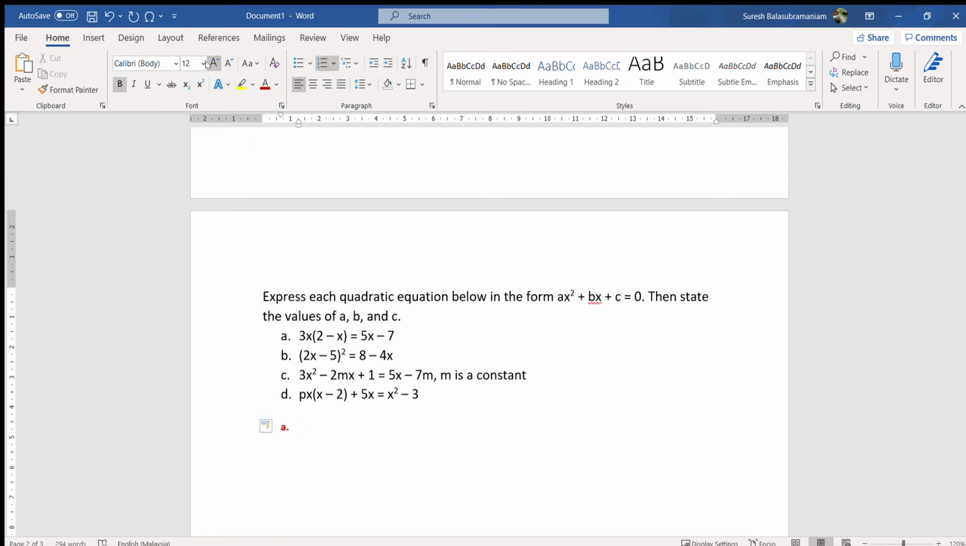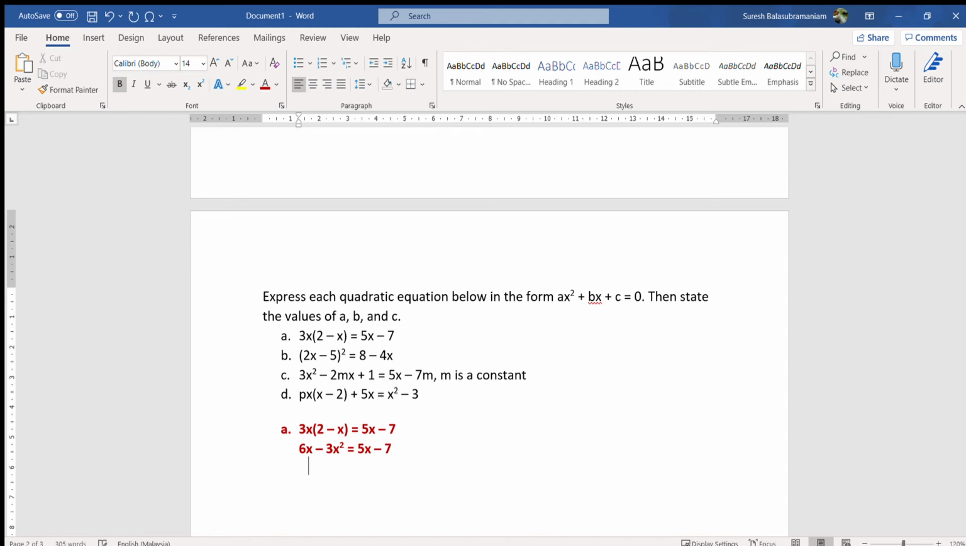I'll increase the font to 14. Okay, so this is our first question. Okay, that's better. Now 3x multiplied 2, you get 6x minus 3x multiply x is 3x square equals to 5x minus 7.